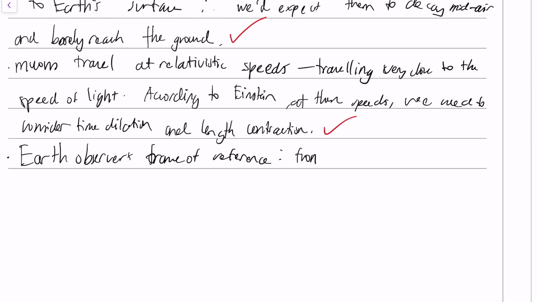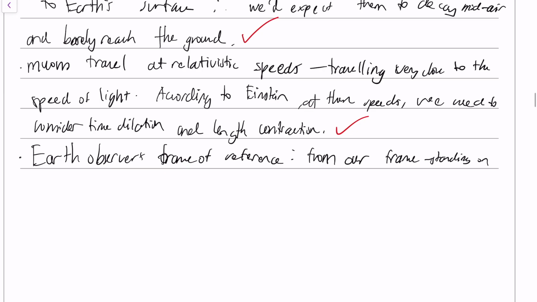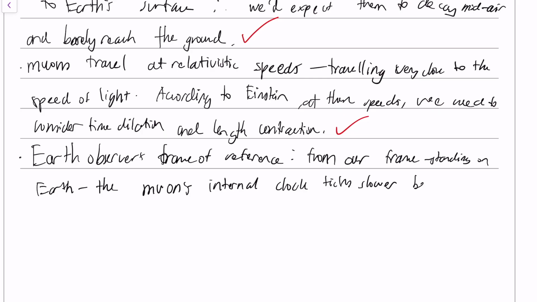Okay, so we can say that from our frame standing on Earth, the muons' internal clock ticks slower because of time dilation.